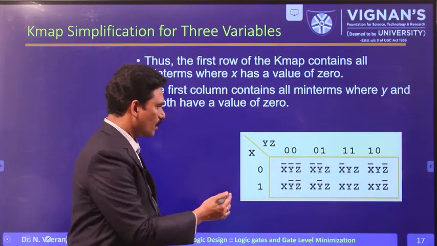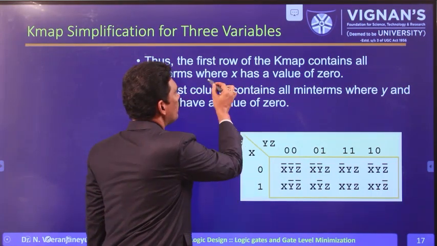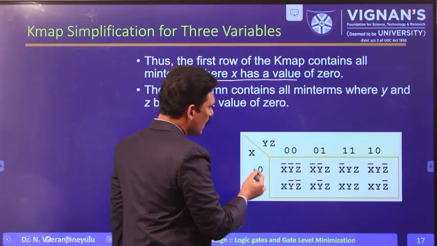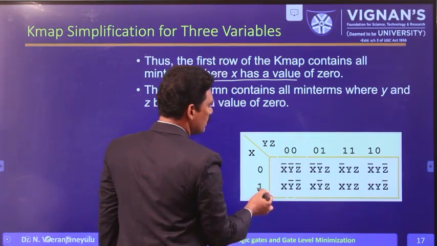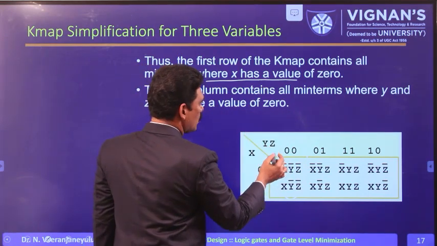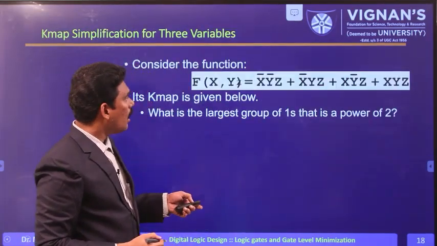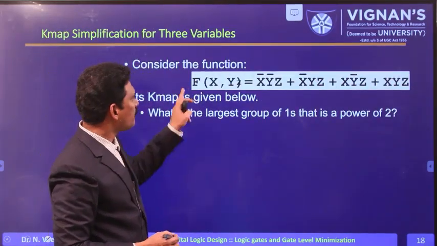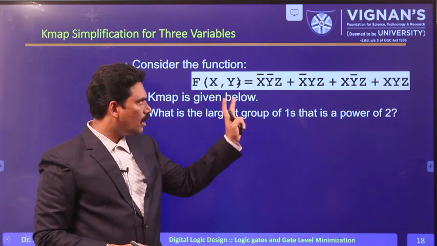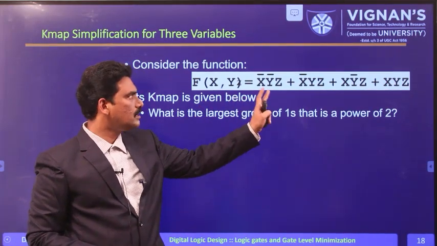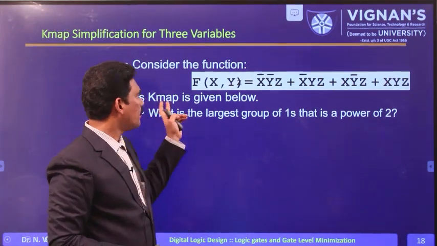So this is x; the first row contains x where x has a value 0, and this first column contains the yz values, which are zeros. Now consider the function f of xyz, which is equal to x bar y bar z plus x bar y z plus x y bar z plus x y z, and its K-map is given below.